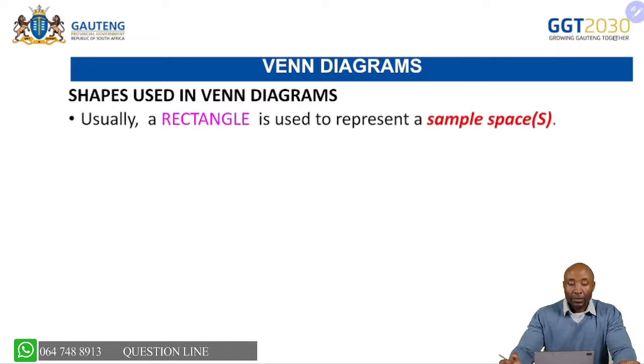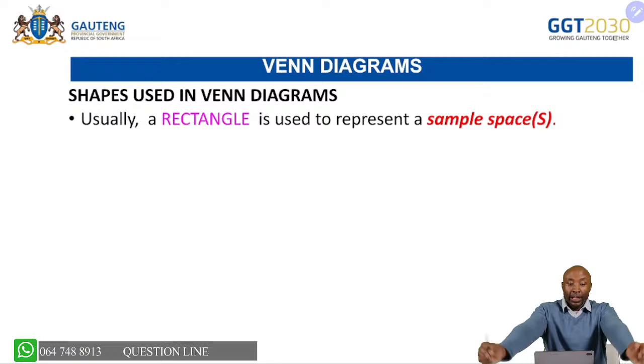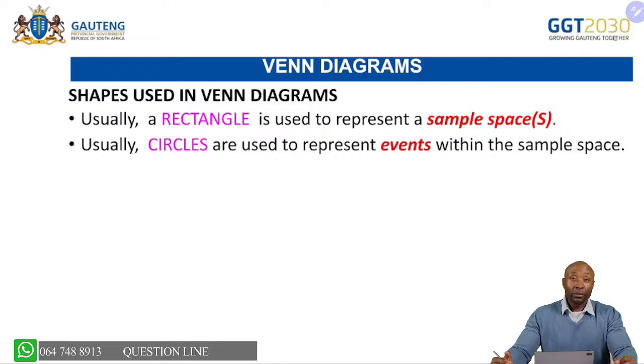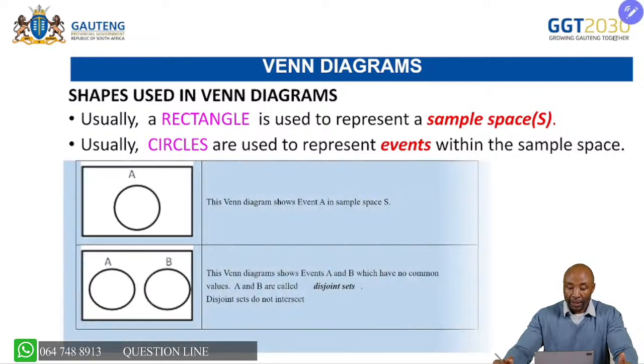Now, a Venn diagram usually, we use a rectangle to represent our sample space. Other shapes can be used, but according to the CAPS document, we are using a rectangle to represent our sample space. And we are also using circles to represent events. Other books are using different shapes, but for our purposes, we shall use a rectangle for our sample space and circles to represent our events in the given sample space.